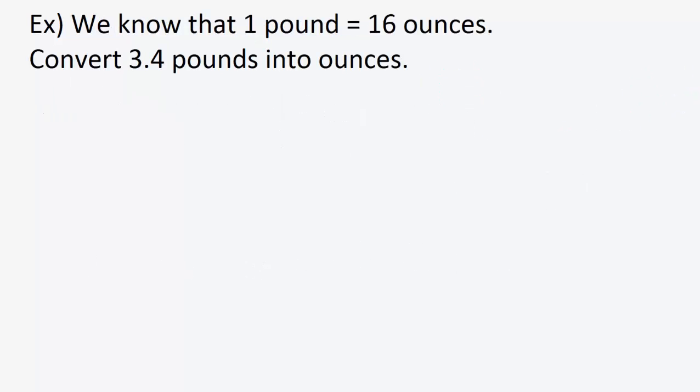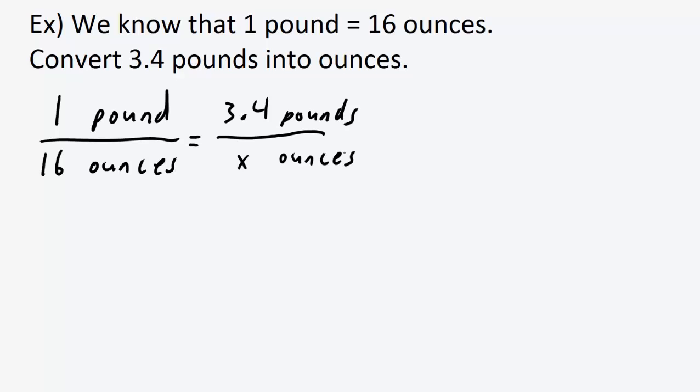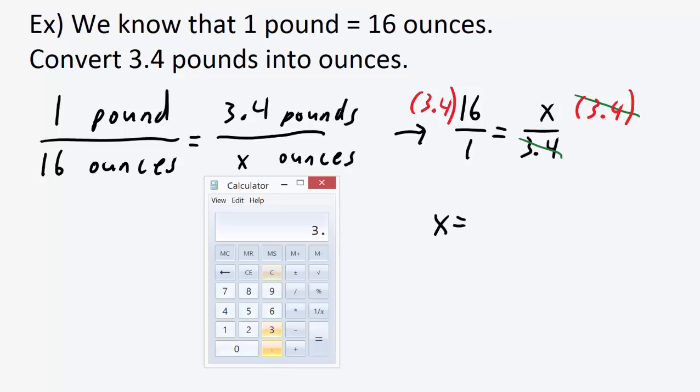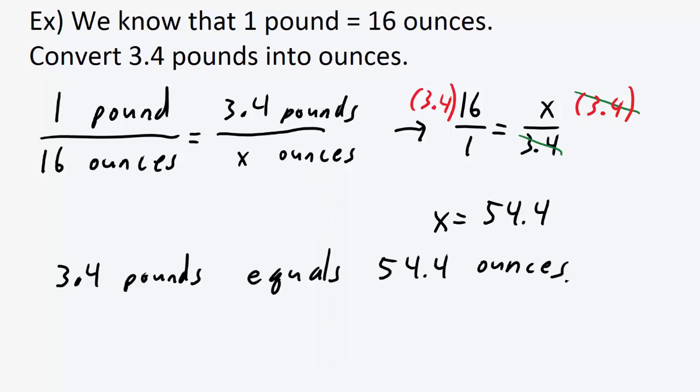Here's how to convert 3.4 pounds into ounces. We know that 1 pound equals 16 ounces. We could ask Google if we forgot that. We set up our proportions with the pounds in the numerator and the ounces in the denominator. Once again, x is in the denominator, so we invert the proportion. Multiply both sides by 3.4, because 3.4 divided by 3.4 is just 1, leaving us with x all by itself. 3.4 pounds equals 54.4 ounces.